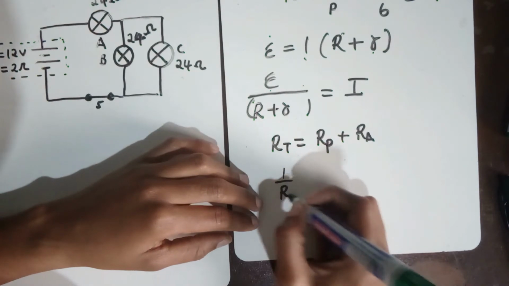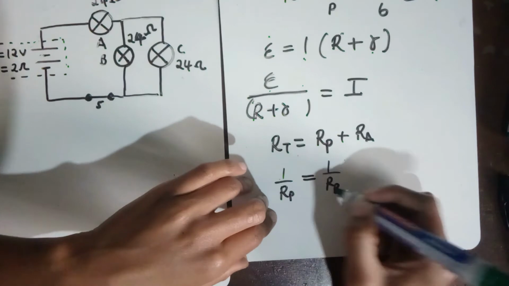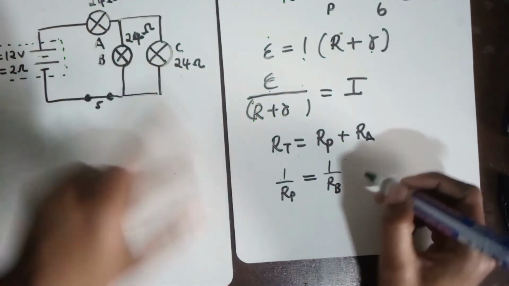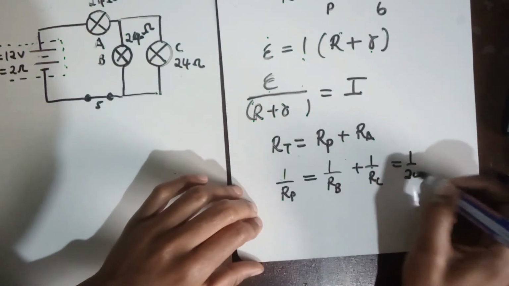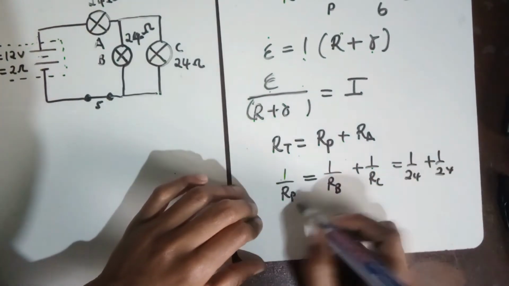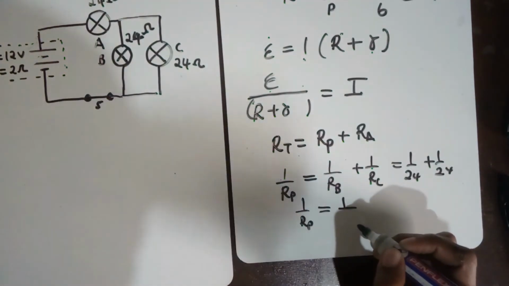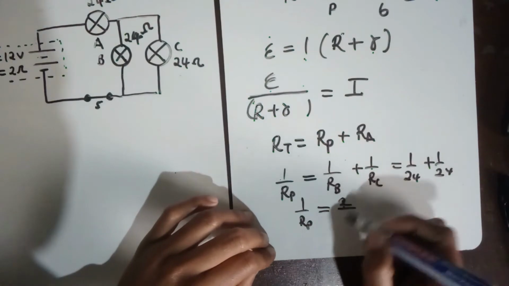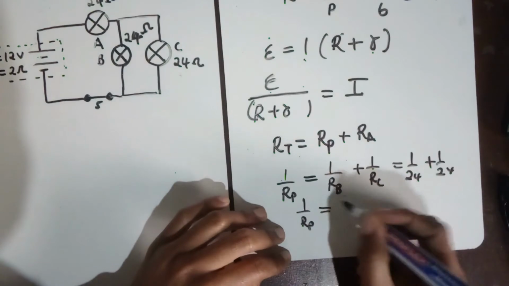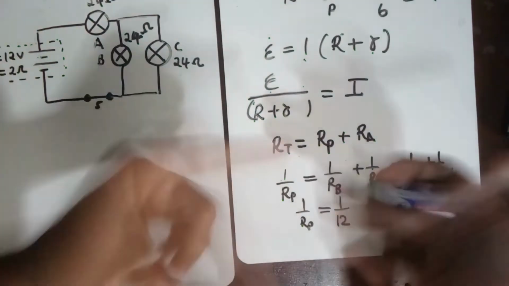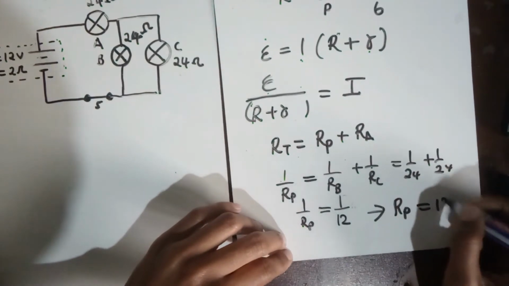To find it, we say 1 over RP equals 1 over RB. Remember, these two are parallel, plus 1 over RC. So it's just 1 over 24 plus 1 over 24. So 1 over RP equals, how much is that? That is going to give us 2 over 24. If you put it in a calculator, you get 1 over 12. So to find RP is just a matter of inverting it. So we have RP equals 12 ohms.